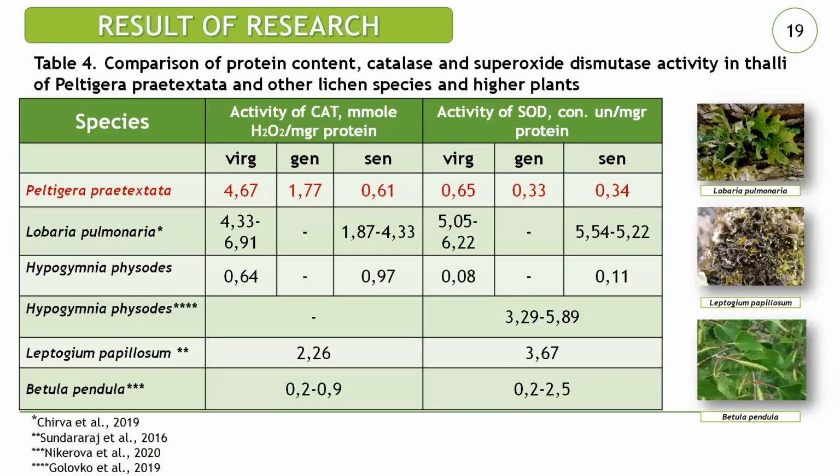It should be noted that the activity of catalase in Peltigera is very high, especially compared to higher plants and chlorobiont lichens. Peltigera praetextata is a cyanolichen, while its photobiont is a cyanobacterium that carries out the process of nitrogen fixation. The high activity of catalase in Peltigera may be related to the need to protect the nitrogenase system from reactive oxygen species.